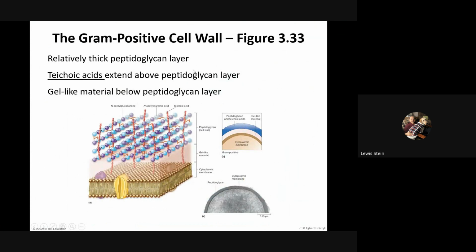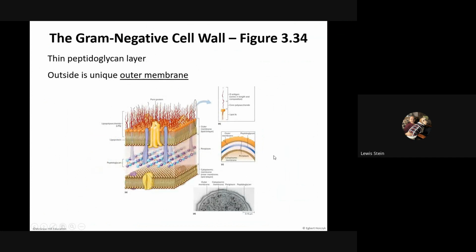So, relatively thick, teichoic acids are the anchoring material. Okay, gel-like material, it's kind of like periplasm, but it's really not that distinctive underneath, so it's not like it's sitting directly on top. There's some stuff in between, not a big deal. Which brings us to this disgusting thing. Thin layer, 1 or 2.